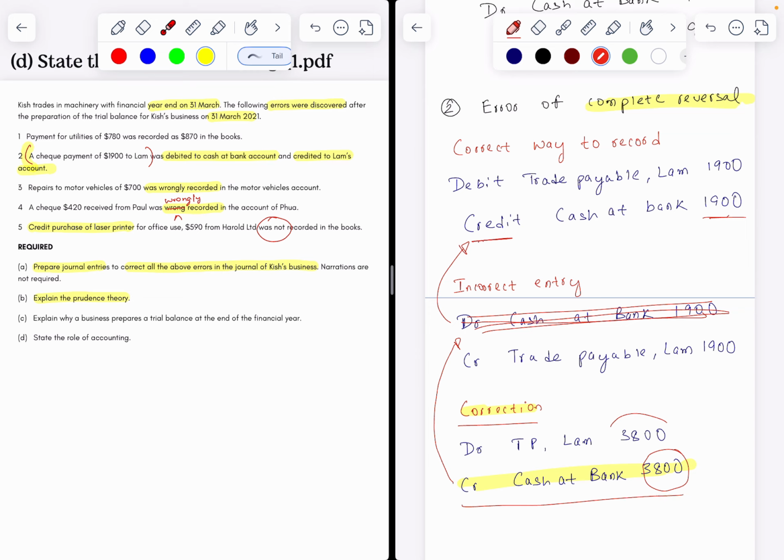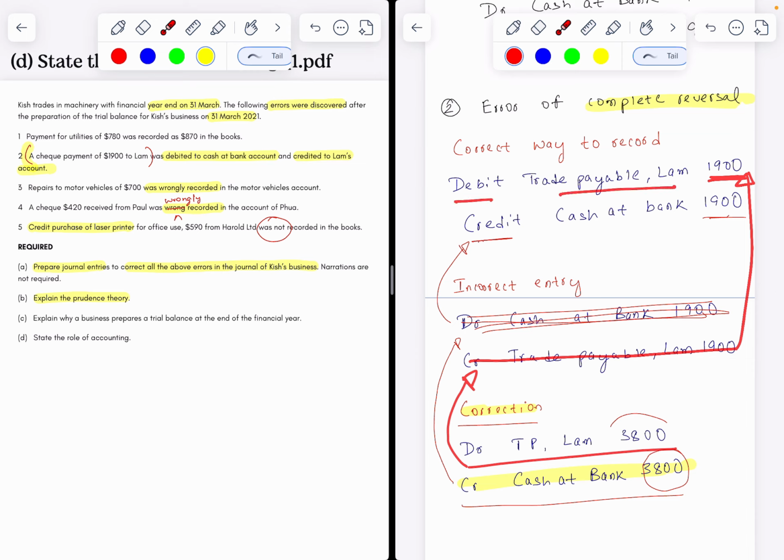We will now follow a similar logic for the account for LAM. If we debit the trade payable account for LAM by $3,800, what's going to happen first is that the incorrect entry of credit trade payable LAM 1900 would be offset entirely, which would ultimately leave us with a debit balance of 1900 in the account for trade payable LAM. All right. So the correct journal entry in this case is to debit LAM by 3,800 and to credit the cash at bank account by 3,800.